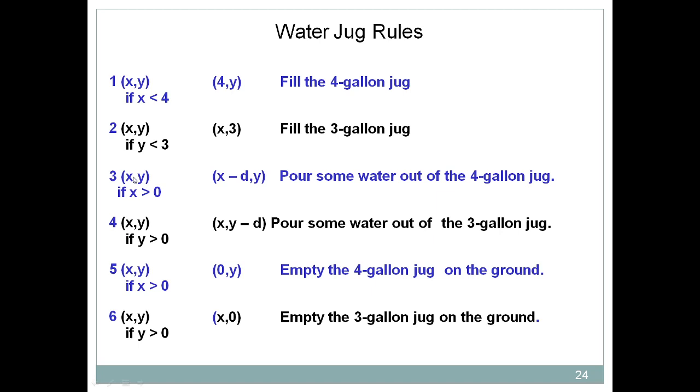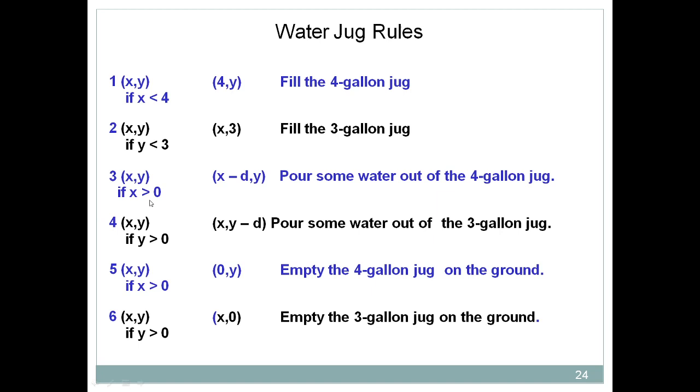So again, x comma y, here x minus d. What does d represent? In this case, what is the condition? The value of x should be greater than 0. You can throw some water only when there is some water already present in the jug. That's why the condition is given: if x greater than 0.